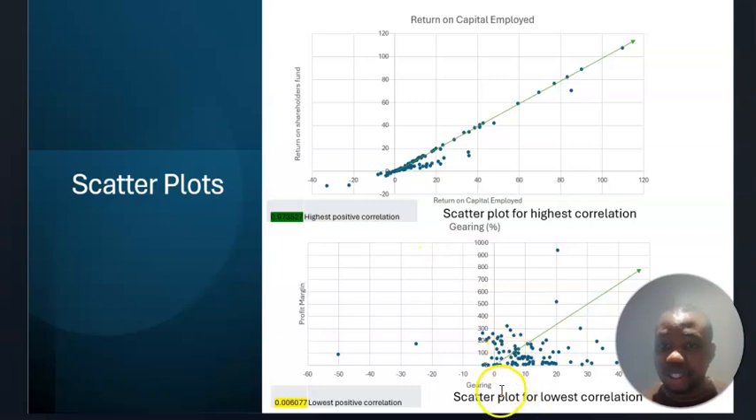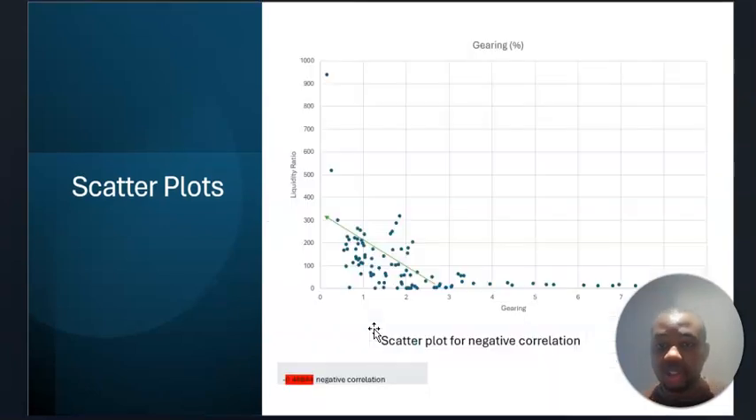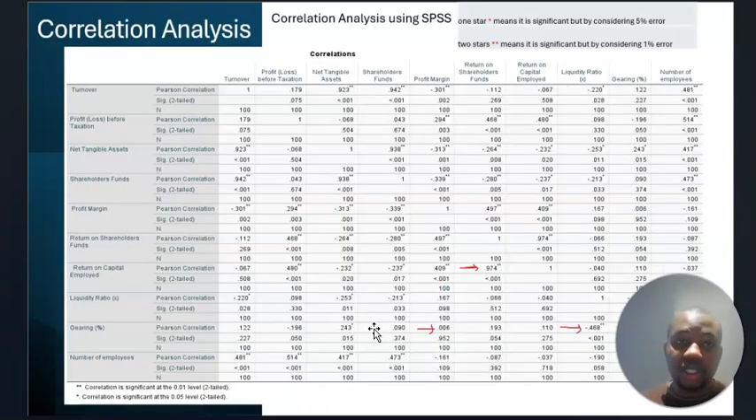Gearing versus the profit margin, as seen in the figure. And then for negative correlation, pointing towards the negative axis. So this is the negative correlation. So this is the SPSS correlation analysis. As indicated here, this is 0.974, commensurate with what is on the Excel sheet.